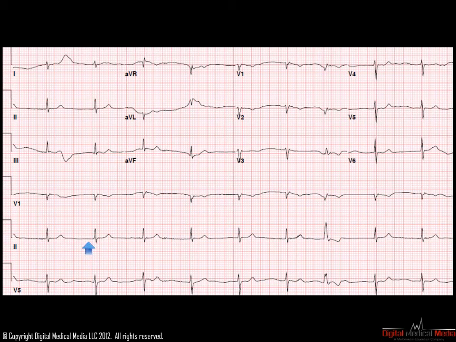As we look in front of each QRS, it is very difficult to find a consistent and predictable P wave. There is no apparent organized atrial activity which is present in front of each one of the QRS complexes. This rhythm represents junctional rhythm.